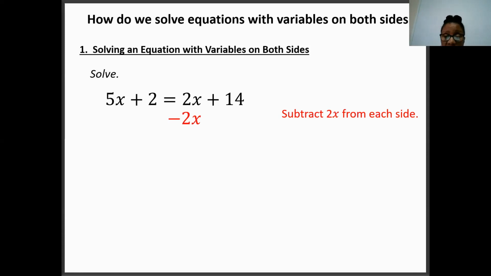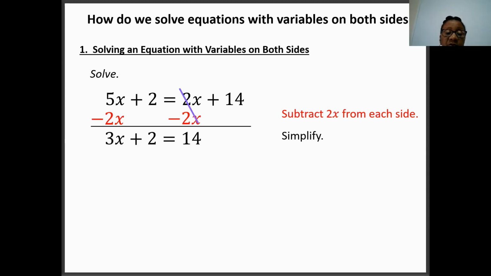When we subtract 2x from each side, we have 5x. Notice we've lined up what we're going to subtract. 2x will cancel out. And now we will simplify. And now we have 3x plus 2 is equal to 14. What type of equation do we have now? They can give a quick answer.